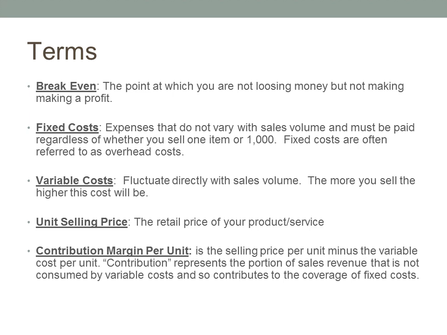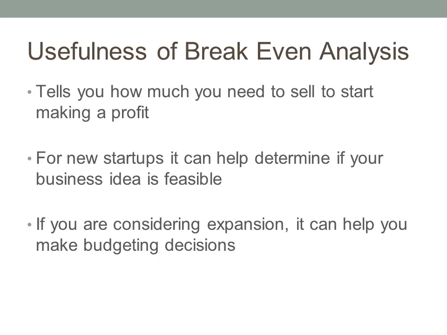And then finally, we have contribution margin per unit. The contribution margin is the selling price minus the variable cost per unit. That contribution is going to represent the portion of your sales revenue that's not consumed by the variable cost and is going to be used to cover all of your fixed costs.